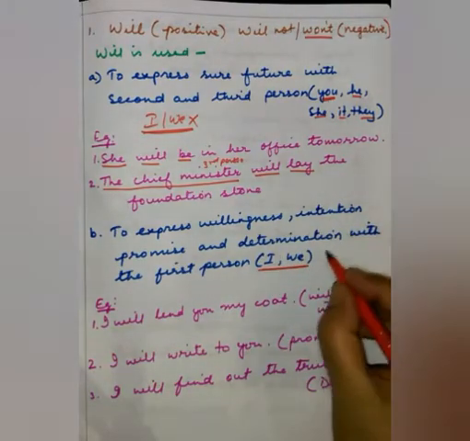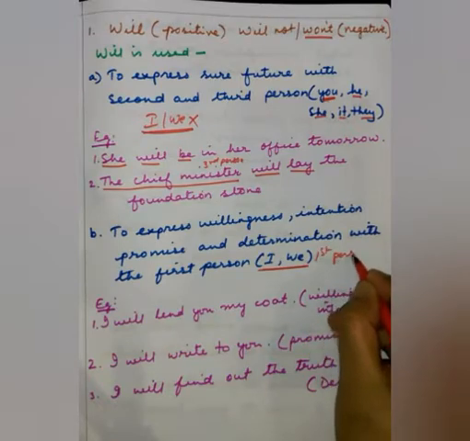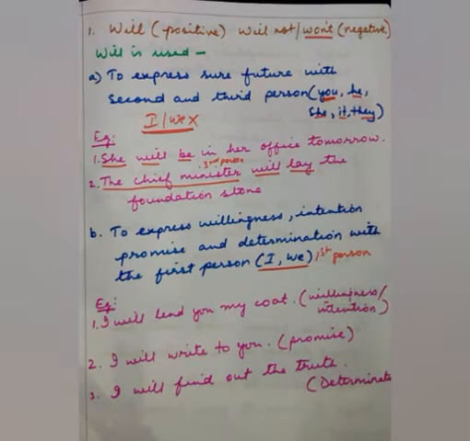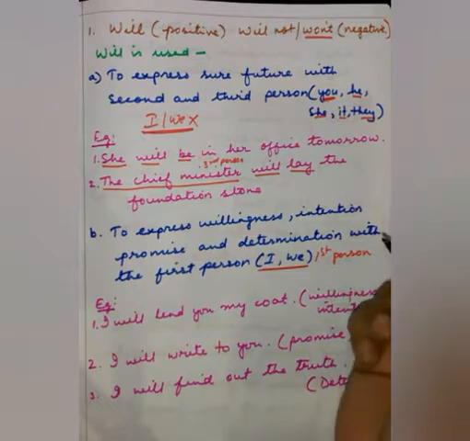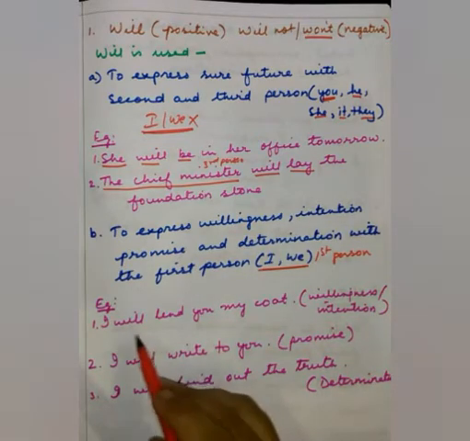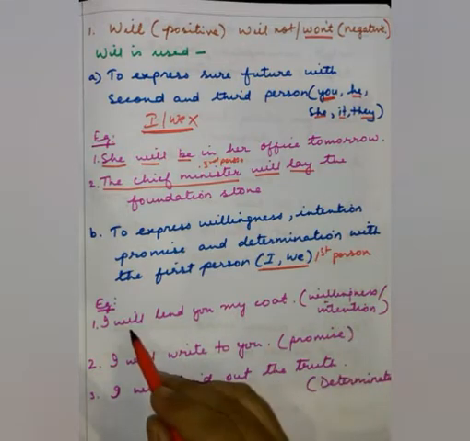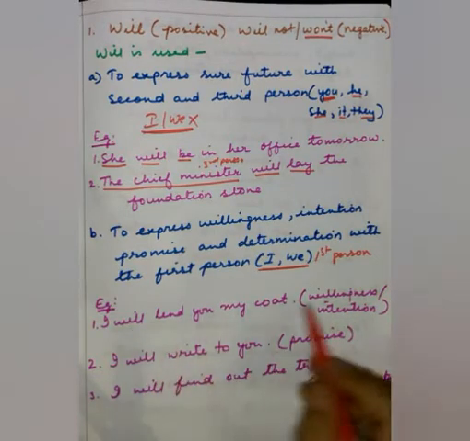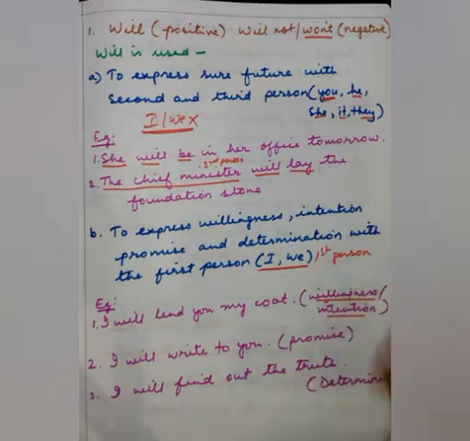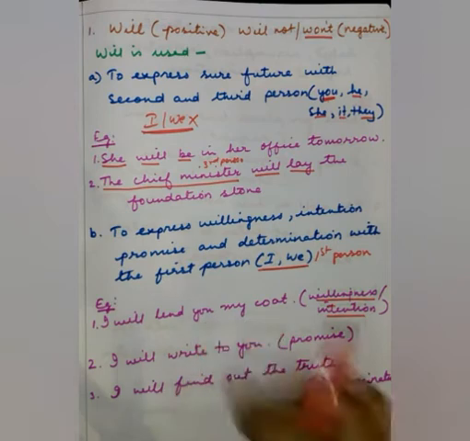I and we. This is first person. I and we is always first person. For example, I will lend you my coat. Willingness, intention. I plan to lend you my coat. I will lend you my coat. I am willing to lend you my coat. I have planned to lend you my coat. Then I will use will.